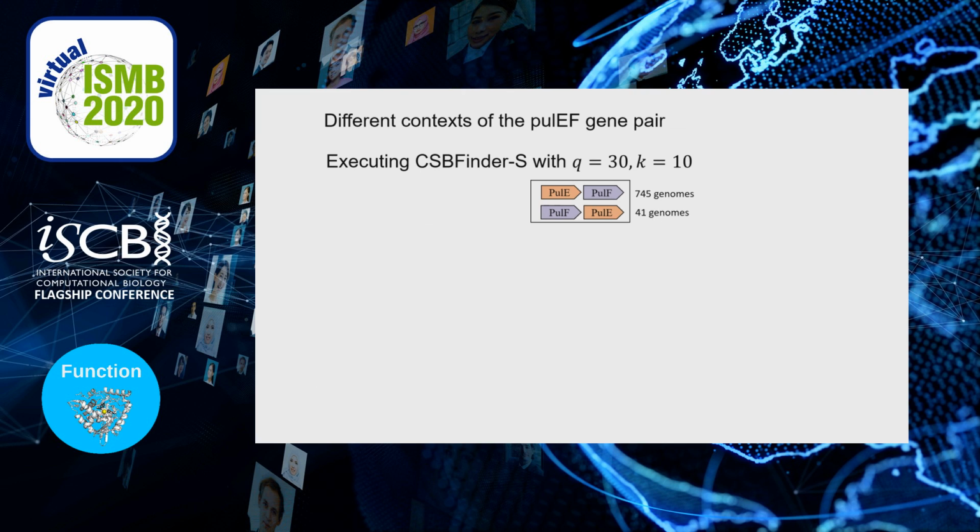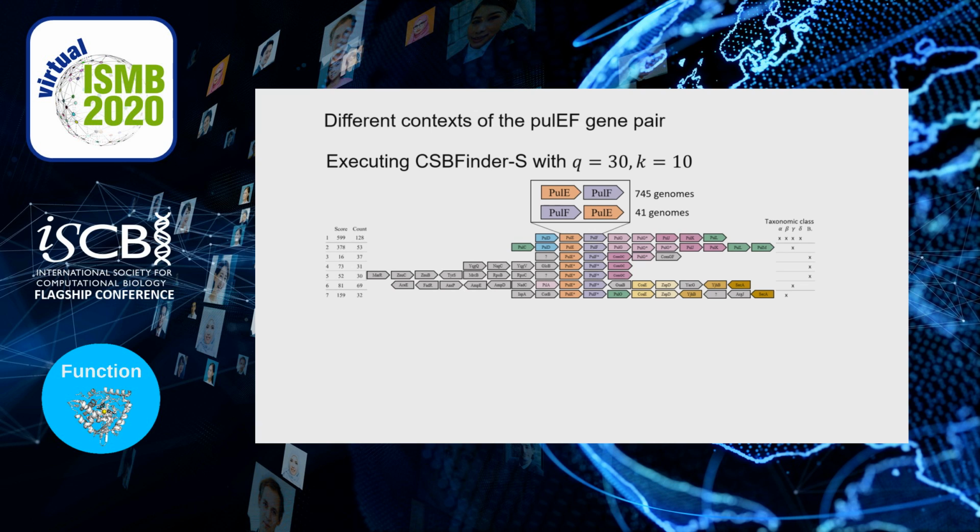Biologists are often interested in specific genes and their genomic neighborhood. For example, consider the gene pair pool E pool F, which is a highly conserved gene pair. This gene pair has 2 gene order variants, where one of them is very common. Using our tool, we observe that only the common order variant pool EF appears as a substring of longer CSBs, while the rare order variant does not. Now let's exemplify how different functional contexts of the gene pair pool EF can be studied using our tool.